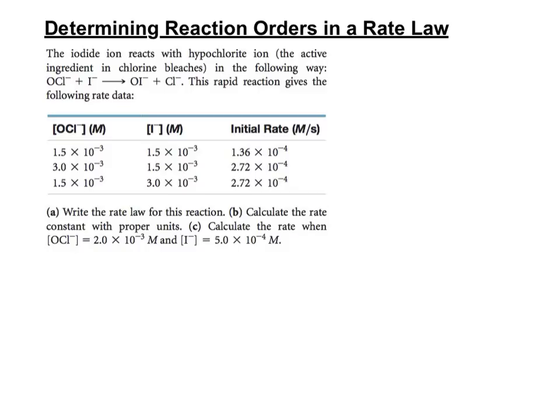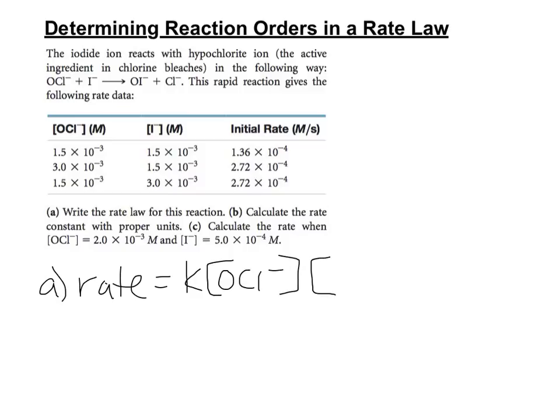So part A here. The rate law is going to have the basic format of the rate equaling k times the concentration of the hypochlorite ion and your iodide ion, since this is a reaction involving both. That's the basic format of our rate law. Now what we have to extract from this information is what our orders of reaction are, or what the exponents are going to be for our concentrations of OCl minus and I minus.